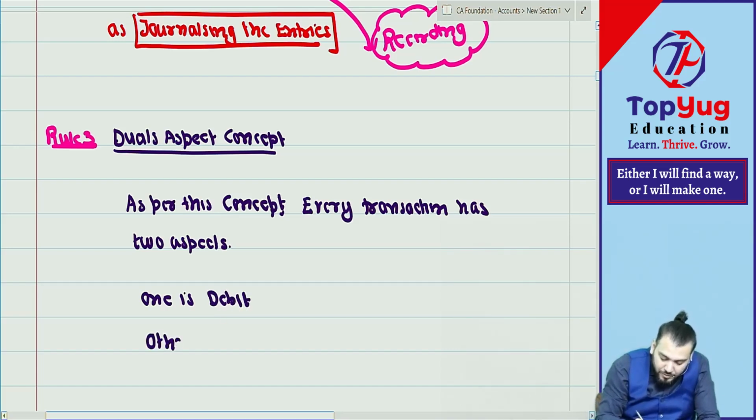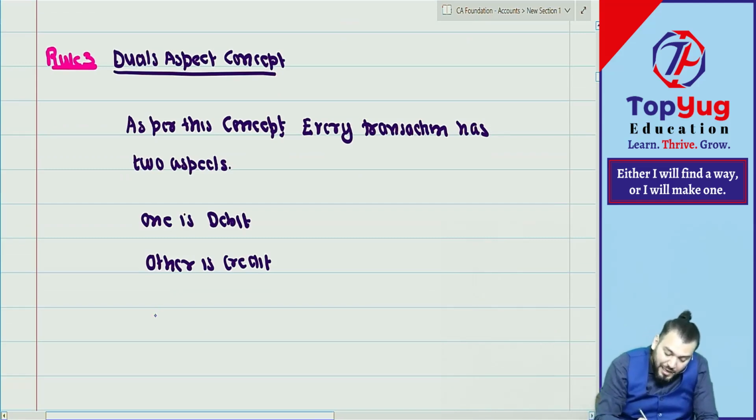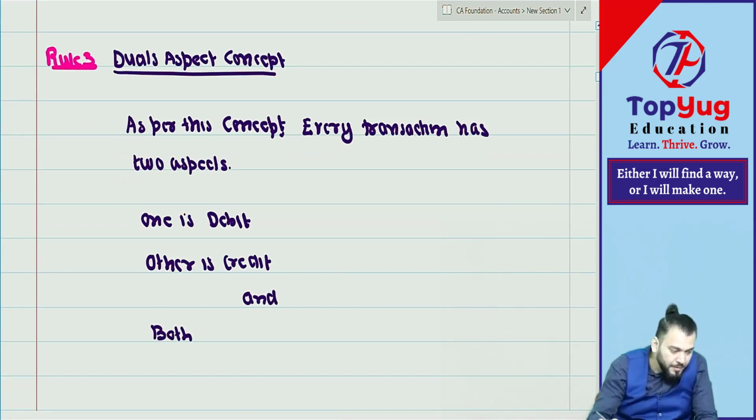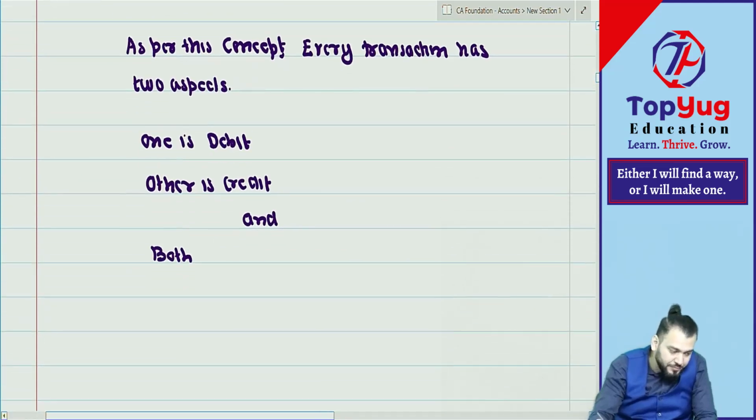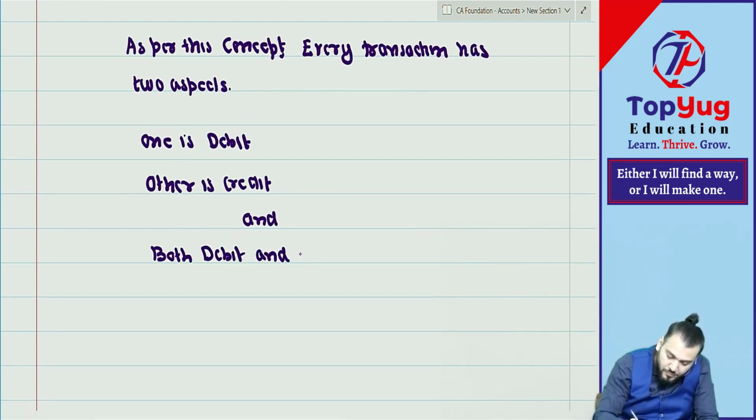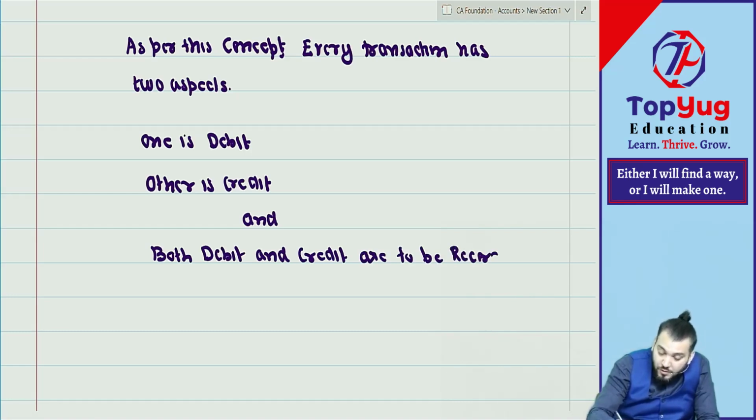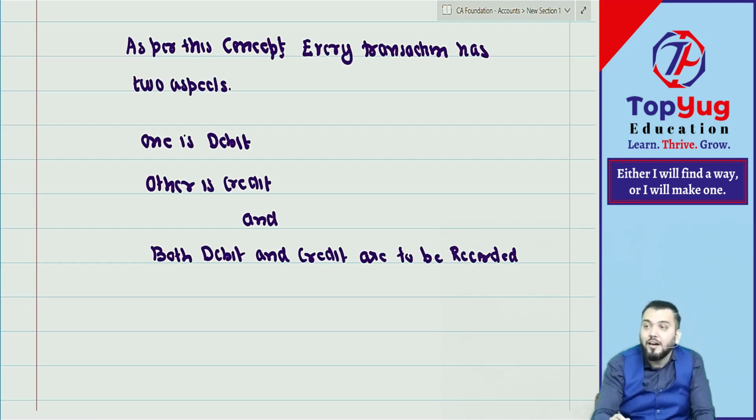The other is what? Credit. Correct? Understood. Both debit and credit are to be recorded. Oh, acha. Both debit and credit are to be recorded.